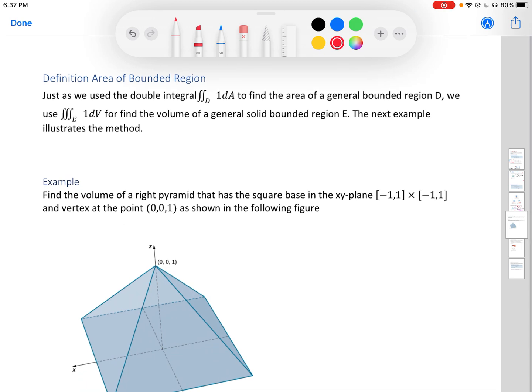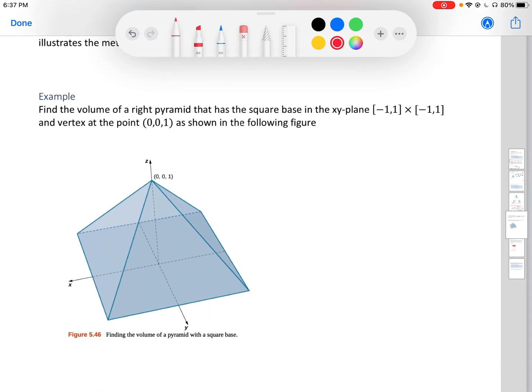Definition of area of a bounded region. Just as we did the double integral, the integral of 1 dA to find the area of a general bounded region D, we can use the triple integral of 1 dV to find the volume of a general solid bounded region E. The next example illustrates this method.